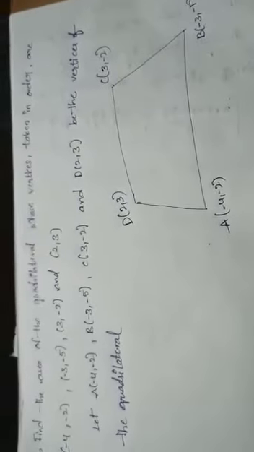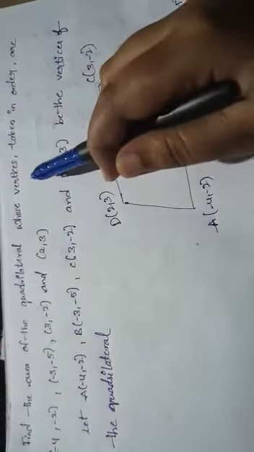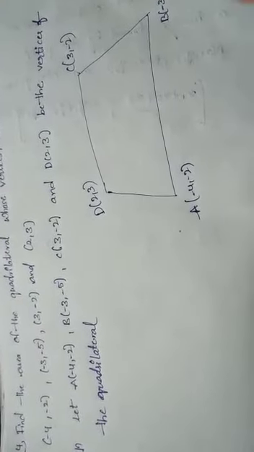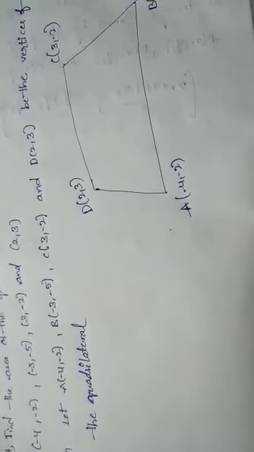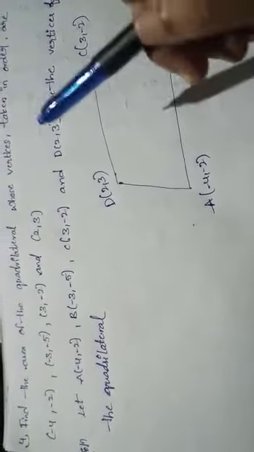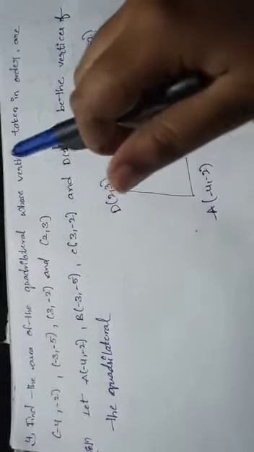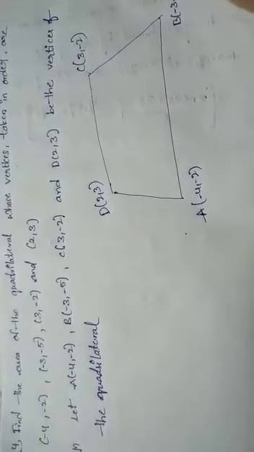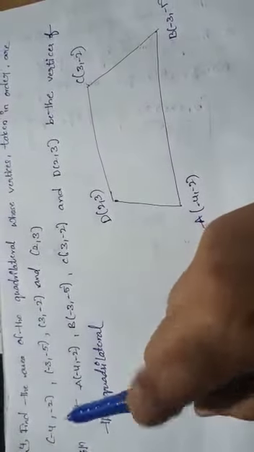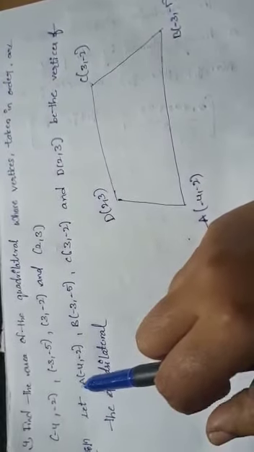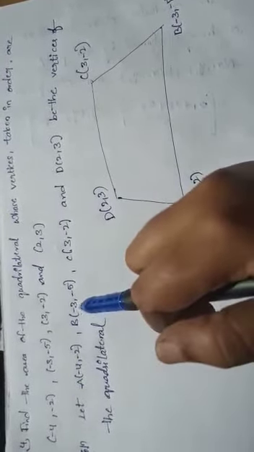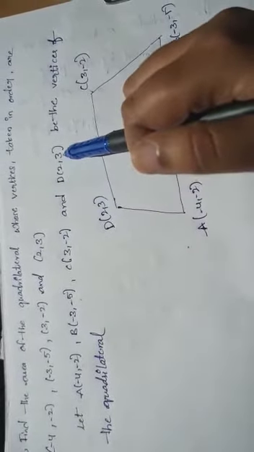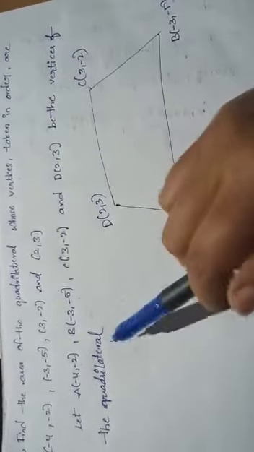Next example. Find the area of the quadrilateral whose vertices taken in order are (-4, -2), (-3, -5), (3, -2) and (2, 3). Here we are given the 4 vertices of the quadrilateral, and we have to find its area. Let points A(-4, -2), B(-3, -5), C(3, -2) and D(2, 3) be the vertices of the quadrilateral.